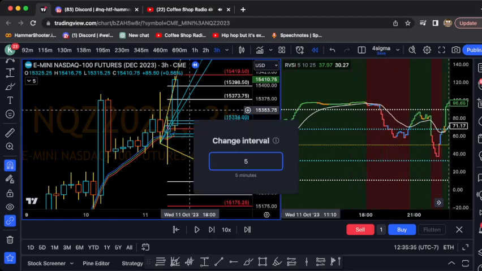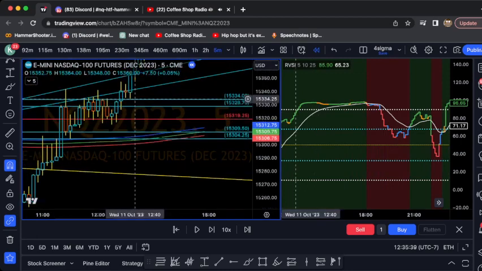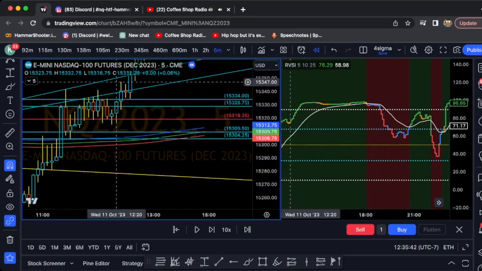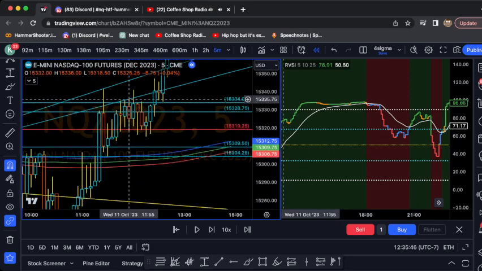So that one starts at 12 o'clock. Where's 12? 12 is right here. So you did get stopped out. And like I said, this was the optimal bearish entry. So it gets you in long. So you could have taken the short.